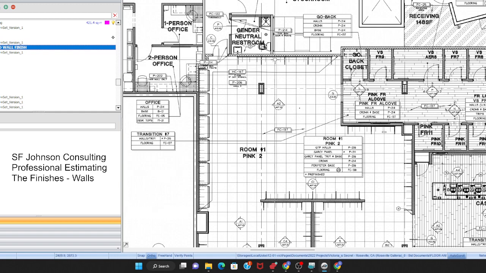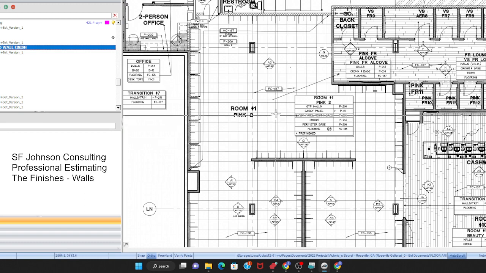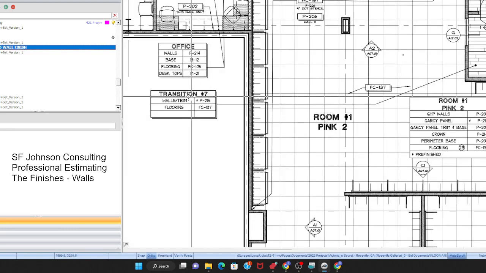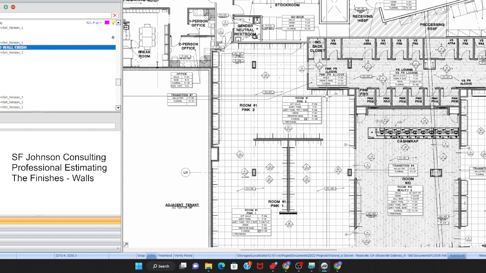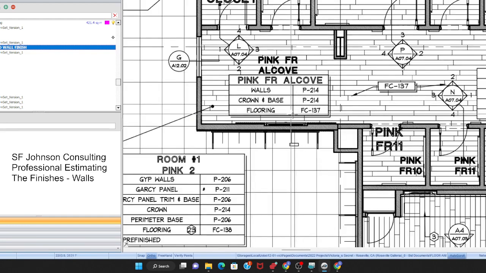Okay, so that's how they show you. And then of course the sweeping arms are the whole floor. Okay, so they give you this long thing to show you. We're talking about this transition right here, transition number 7. So this is a very finish labor intensive project for sure. This floor covering is very deep.